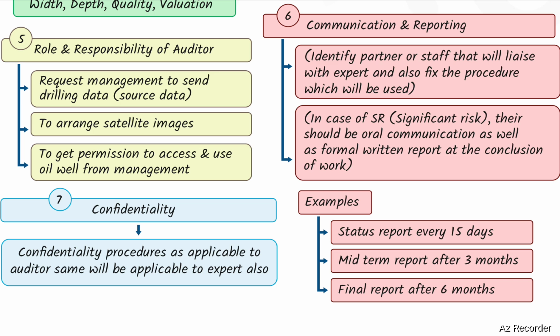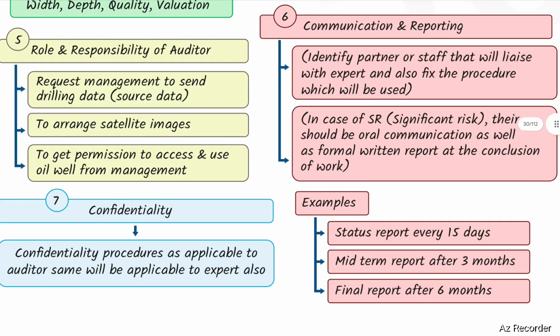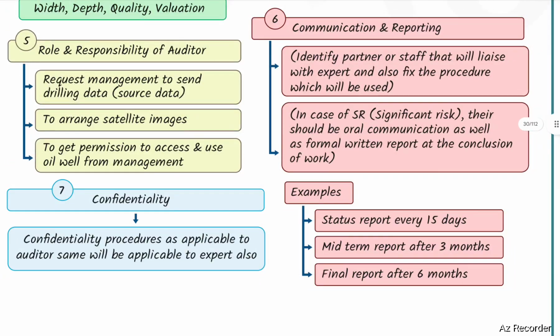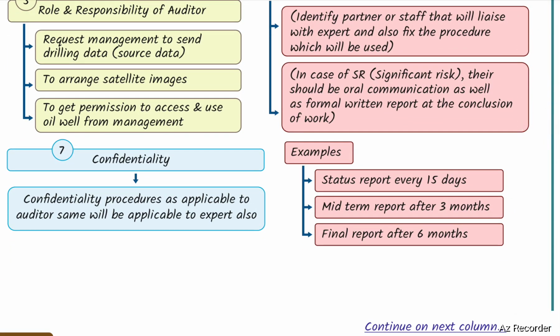Sixth, communication and reporting. Identify the partner or staff that will liaise with the expert and also fix the procedure which will be used. In case of significant risk, there should be oral communication as well as formal written communication, and a written report at the conclusion of the work. Seventh one, confidentiality. Confidentiality procedures as applicable to the auditor will be applicable to the expert also. Examples: status report every 15 days, midterm report after 3 months, final report after 6 months to be sent.